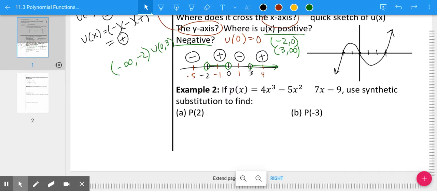Now on example 2, we've got a new problem here. We've got a p of x function. There's a plus sign missing here on this PDF. Add that in, please. And we're going to use synthetic substitution to find these numbers.